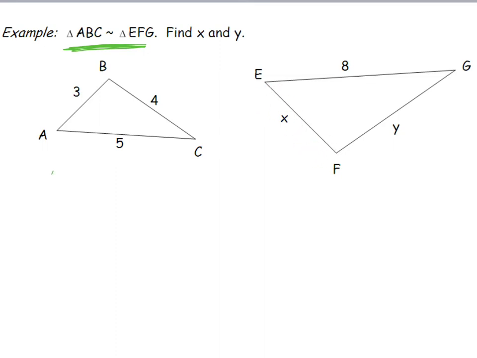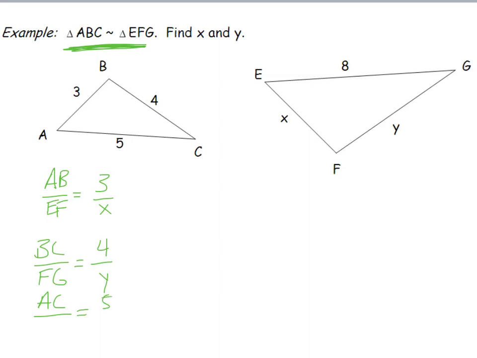So I know that if I write that down, AB and EF, it would be like saying 3 compared to x. Next, what about the next set? How about BC? BC and FG compare with each other. So let's say BC and FG. So we would have a 4 to a y. The last set that we're going to use would be AC and EG. And AC is 5, we're going to compare that to our EG, and our EG was 8.